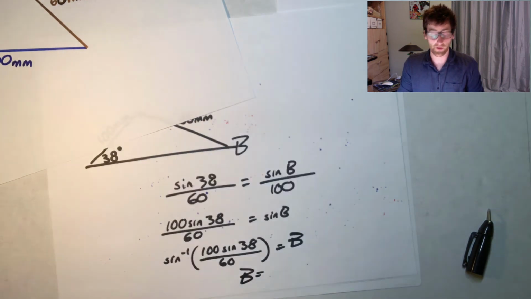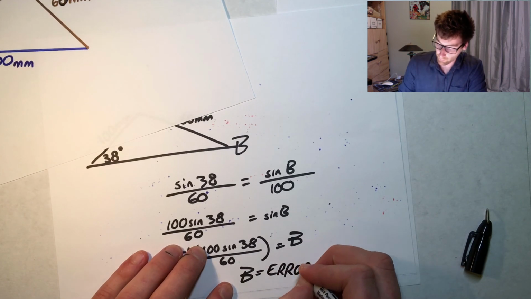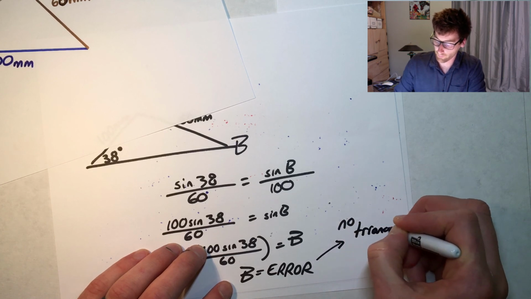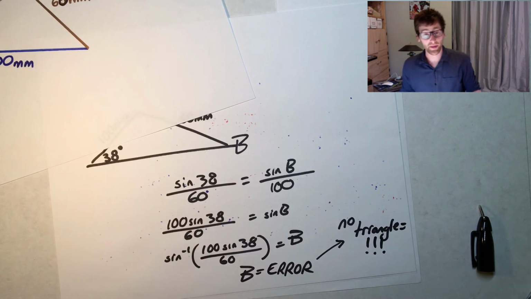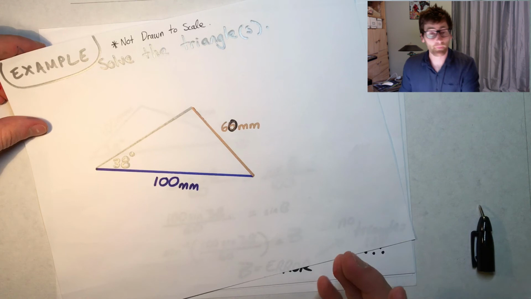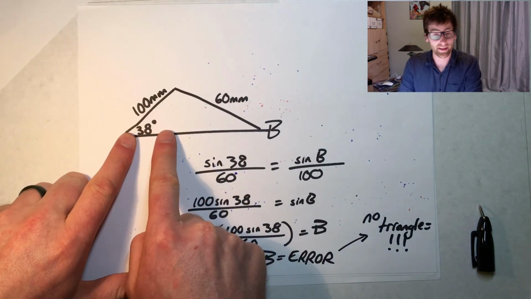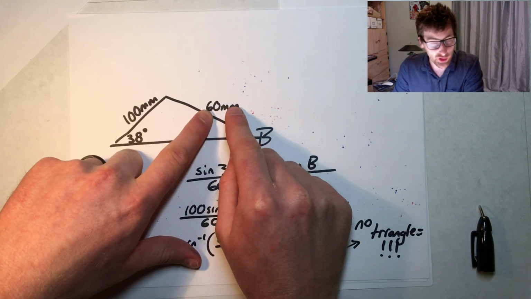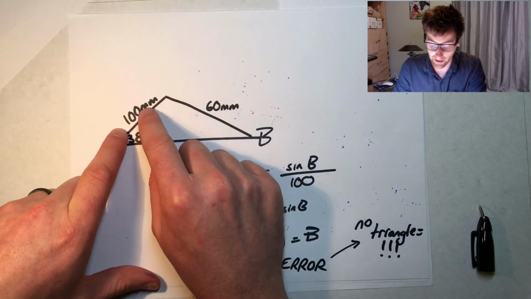We get an error domain. That makes it so that there's no triangles. So in this example here, it must mean it's not a possible triangle. And how we did it is we rearranged it to the form that we like, and this 60 must be too small to actually make the triangle with 38 degrees there and 100 there.